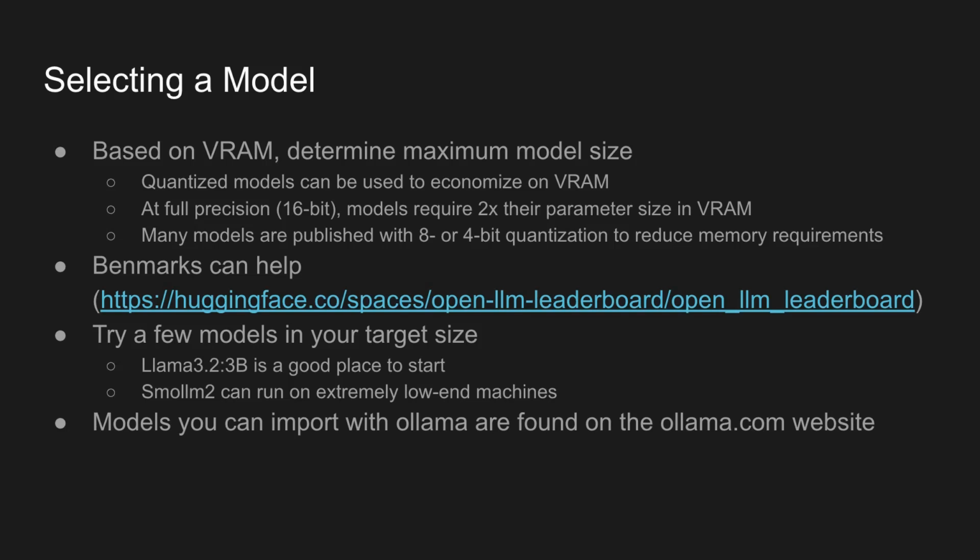When a model is built, it is built with 16-bit vectors. Okay, those parameters are 16 bits. That's the precision. That means that every model will identify its size in parameters by billions. And whatever that number is, you can double it, and that's the amount of VRAM that you need in order to run it. Okay, that's at full precision.